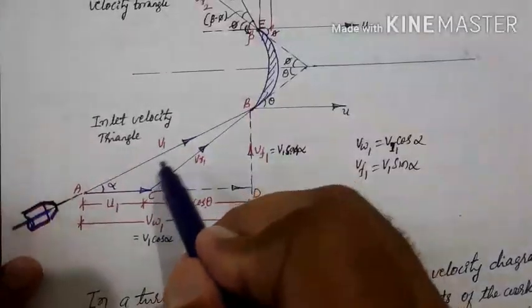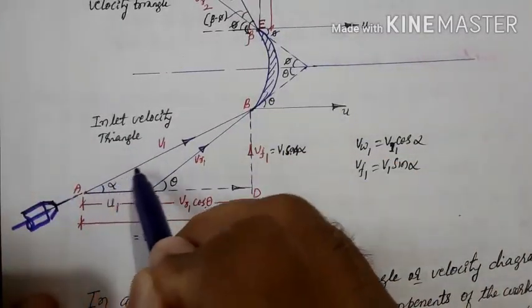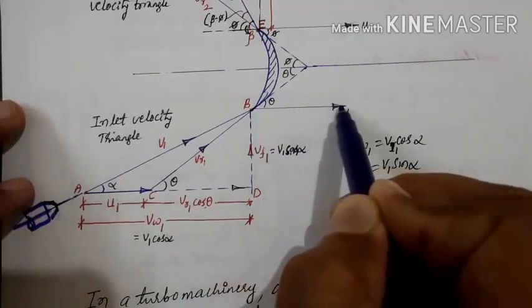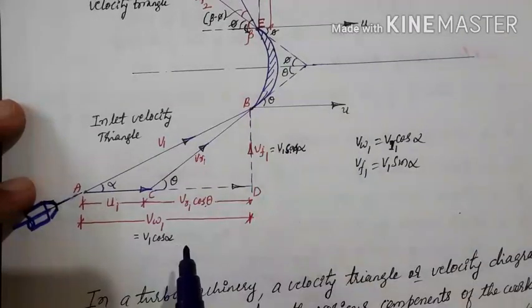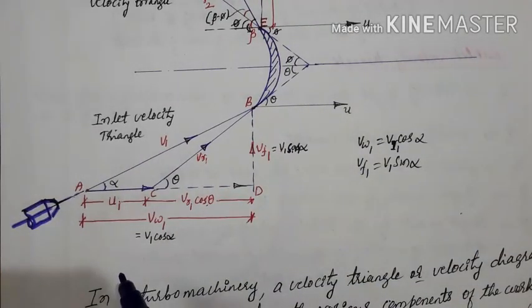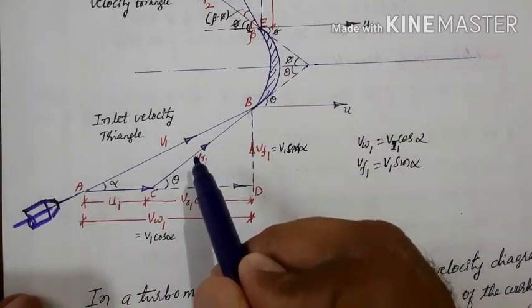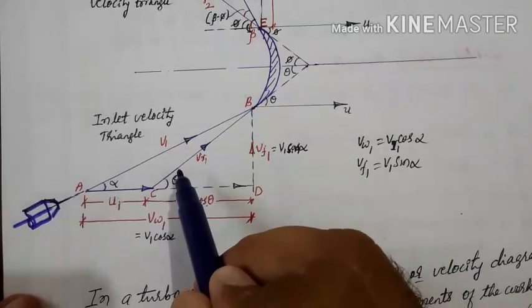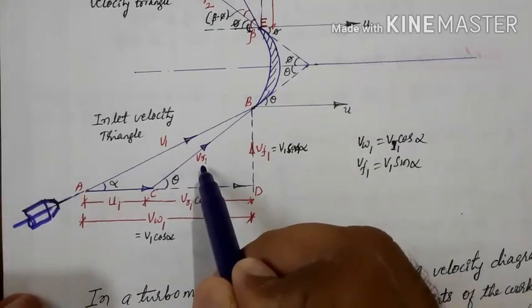Look at this figure here. The jet is striking in this way. The vane is moving in this direction. Okay, the vane is moving here. From this diagram, we get VR1, that is the relative velocity of the fluid. With this velocity it comes inside the blade passage.